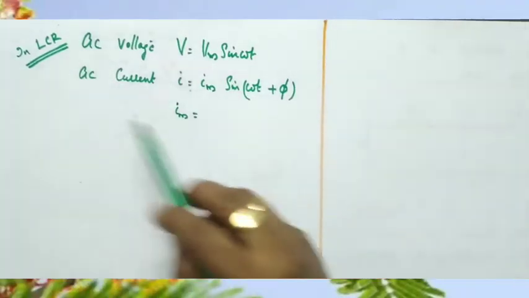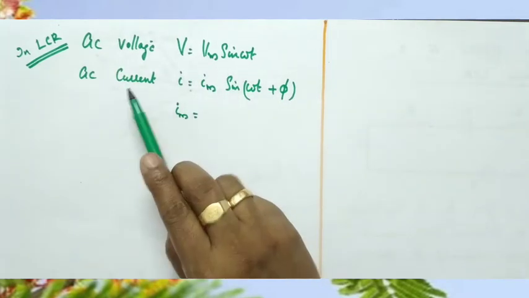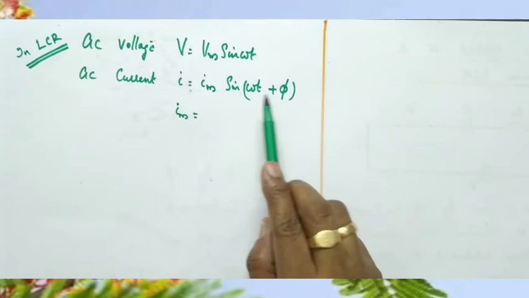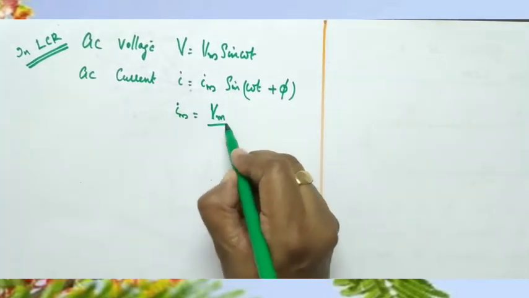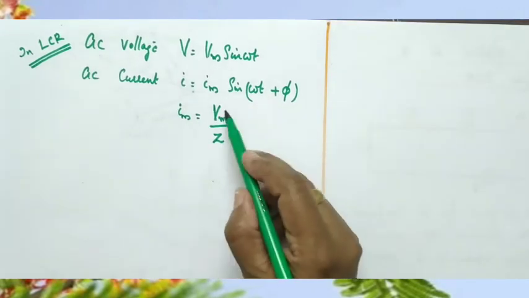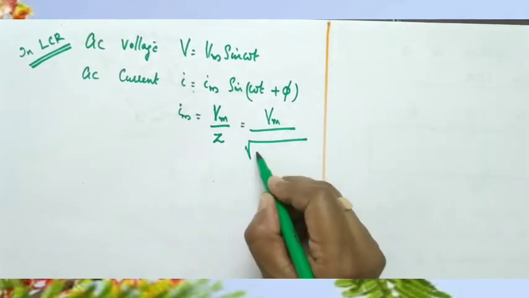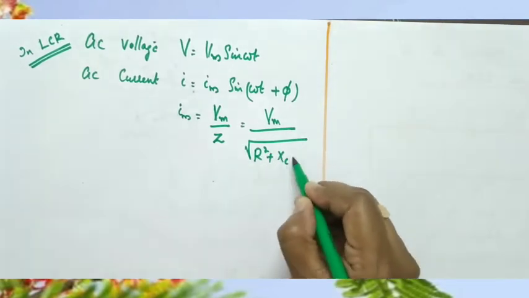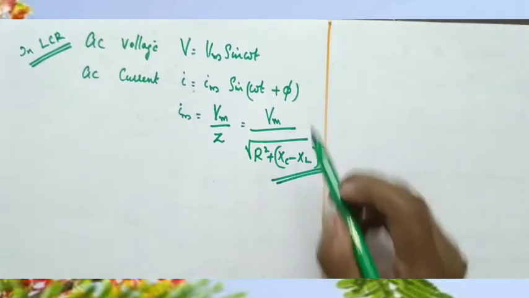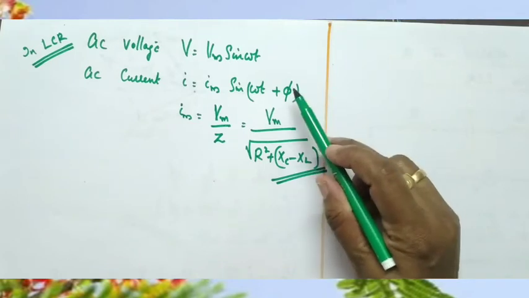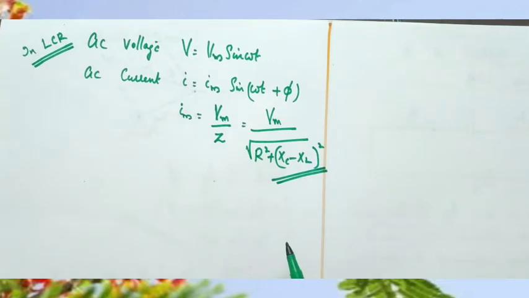Thus, generally we can write in series LCR, AC voltage is V equals Vm sin omega t, and the current is given by I equals Im sin(omega t plus phi). And what is the value of Im? Vm divided by Z. Voltage divided by resistance, and here the resistance or impedance is given by root of R square plus (Xc minus Xl) the whole square. Clear? So, here directly it shows that current leads voltage by an angle phi, and the magnitude of the current is Vm divided by Z.